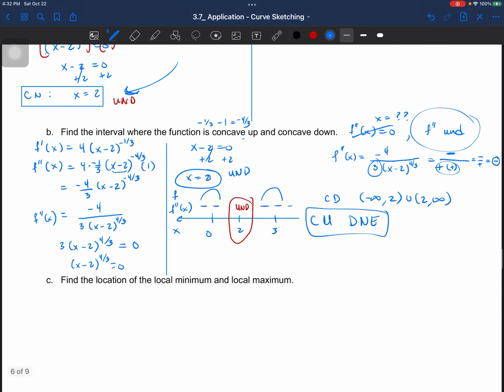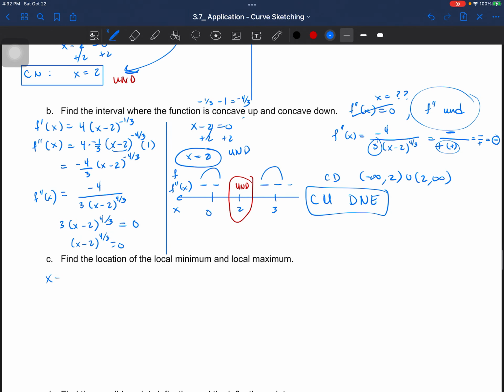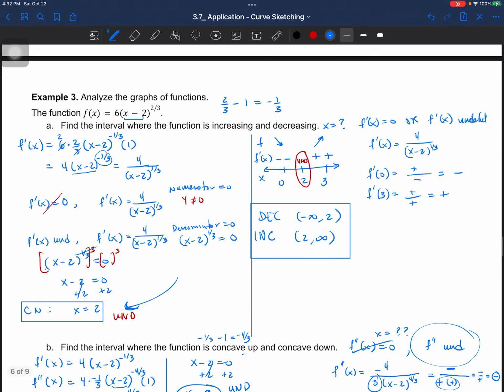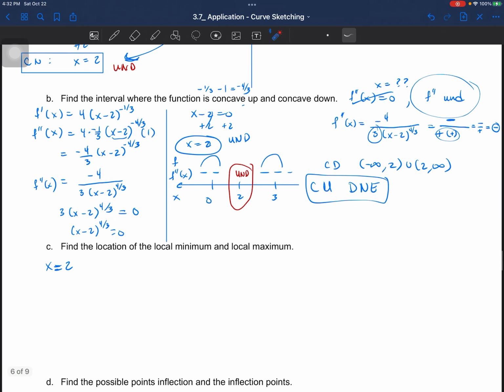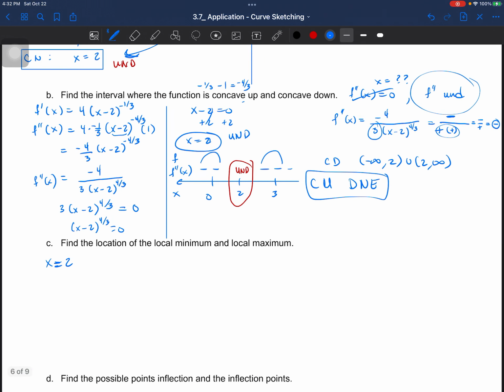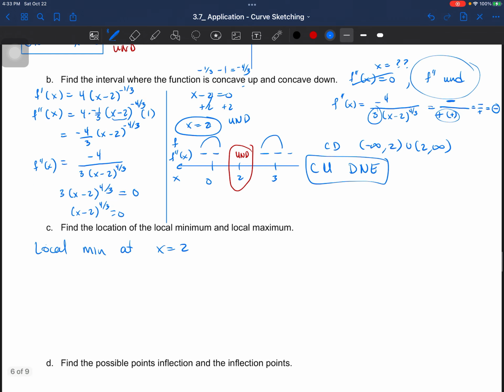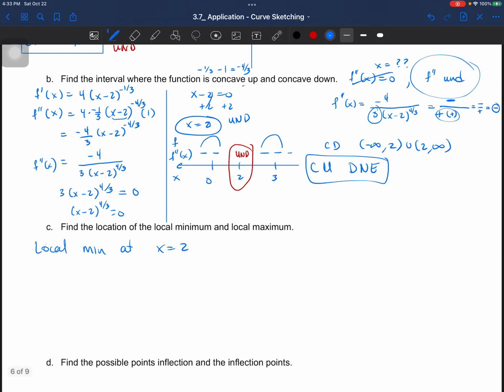Finding where the function is going to have a local max. Find the location of the local minimum or local maximum. We already have that there's only one critical number. Critical number is 2. We already know that that's actually a minimum, because we can see it here. So this is actually going to give us a local min.